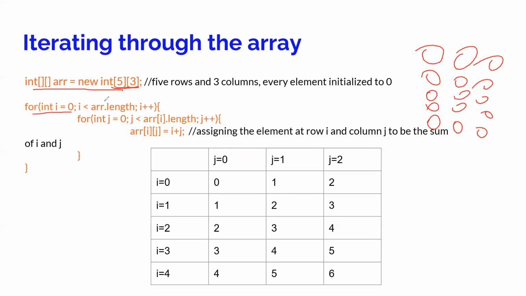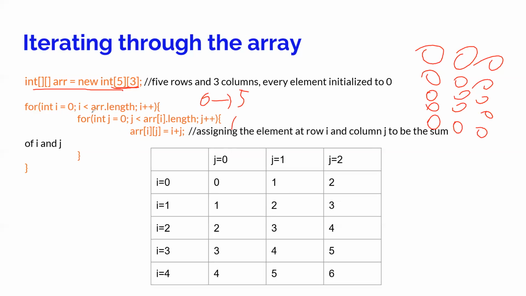Now i starts at 0, and that's my first row, right? Because we're looking at ar.length. That's the number of rows. So we're going to look at how many rows we have. i is going to loop from 0 up to the number of rows, and that's 5.